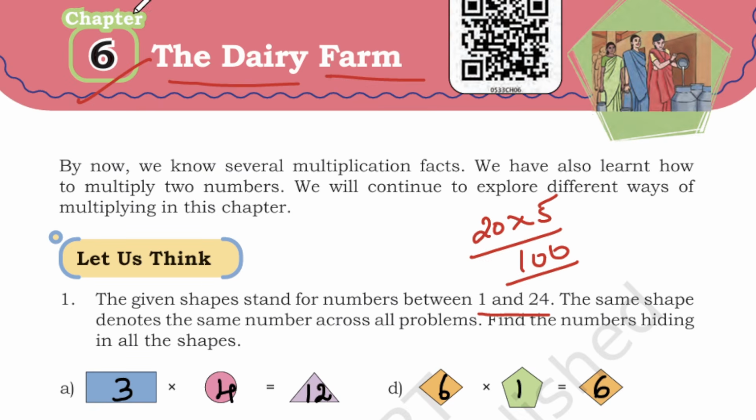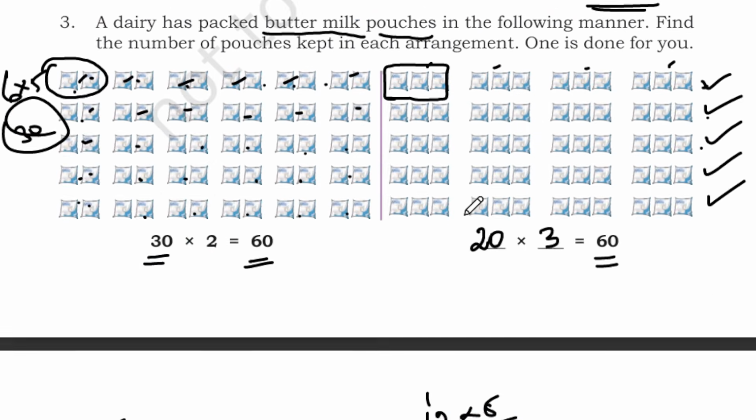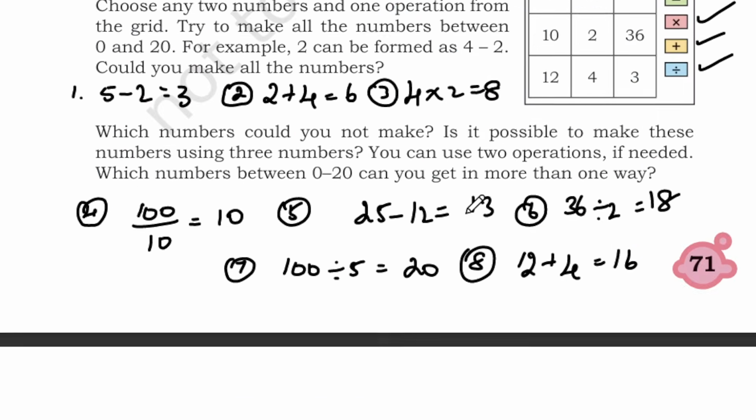So today we are going to see class 5 maths chapter number 6, the dairy farm, part 2 video. Okay, part 1 video is already completed. If you missed watching that video, then only you will understand these pages and the multiplication concept.